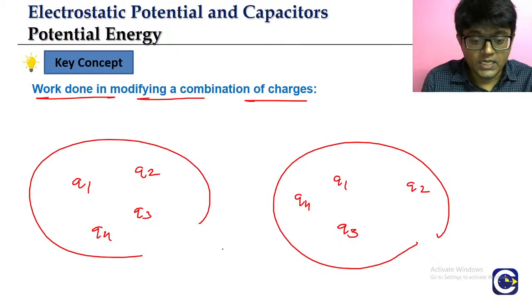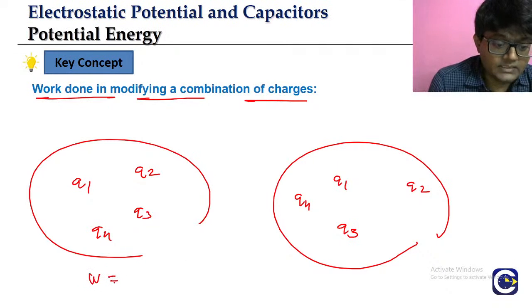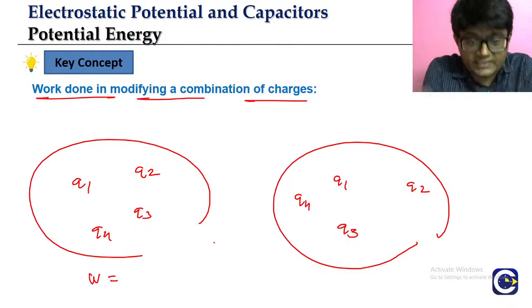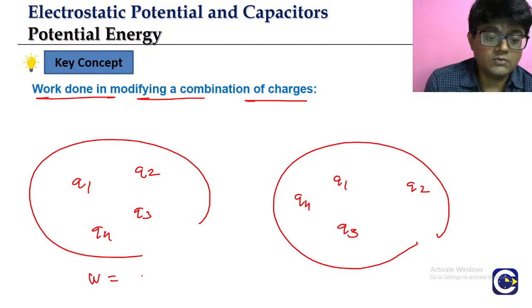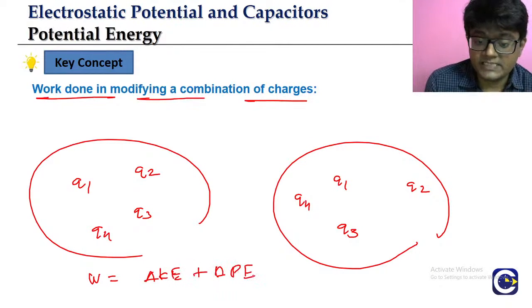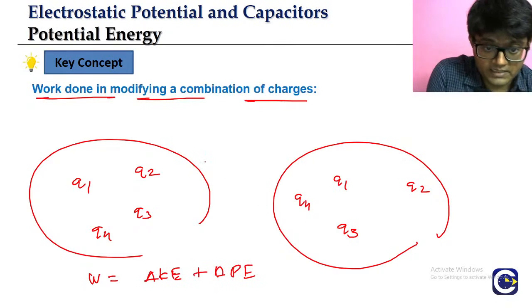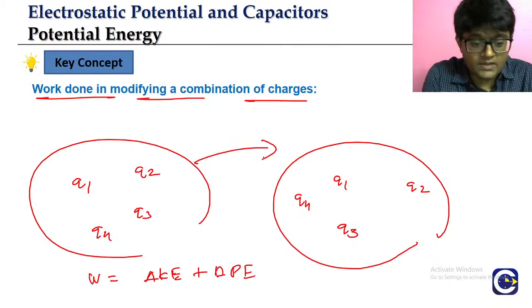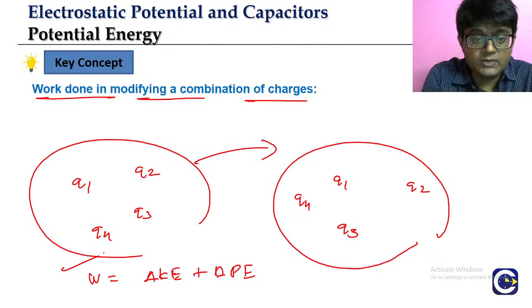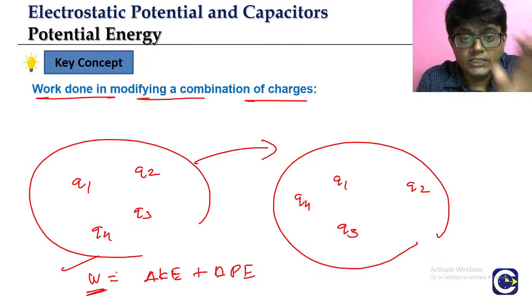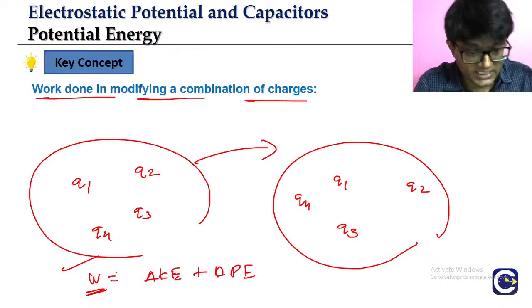So the work energy theorem says the work that is done to modify this will be equal to what? What is the work energy theorem statement? Change in kinetic energy plus change in potential energy, right? Given combination நம்ம modify பண்ணா, what is the work to be done to modify? The work that is required by external force will be equal to change in kinetic energy plus change in potential energy.